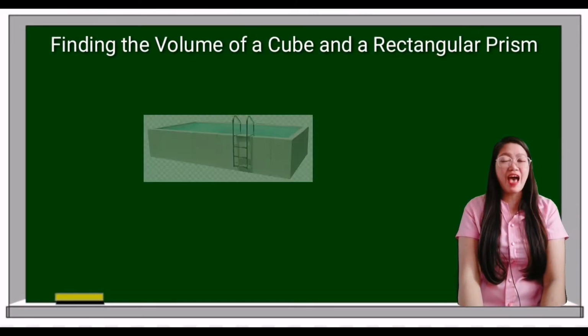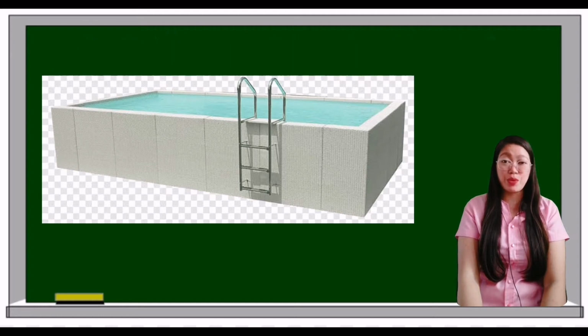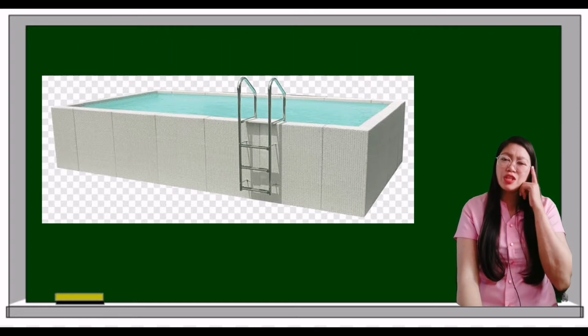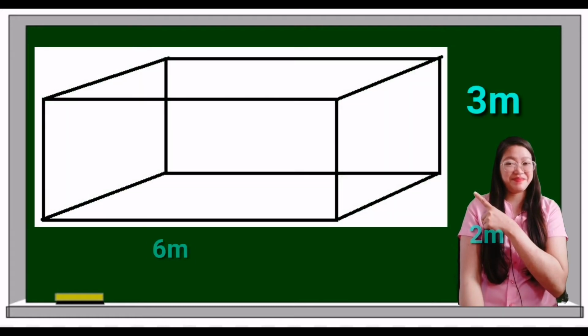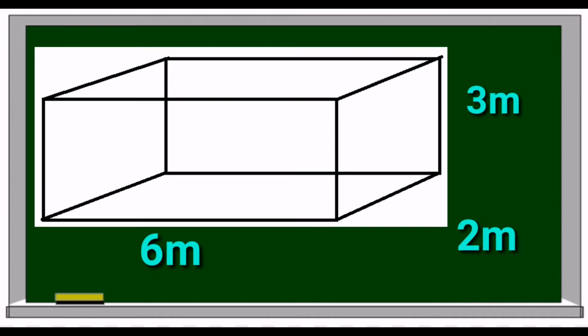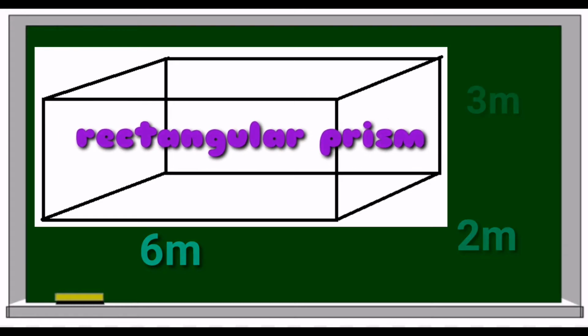How about if you are asked to draw the swimming pool mentioned in the word problem earlier? How does it look like? It looks like this. What is the length of the swimming pool? Yes, 6 meters. How about the width? Correct, 2 meters. How about the height? It's 3 meters. What kind of solid figure is the swimming pool? Rectangular prism. Very good, kids.